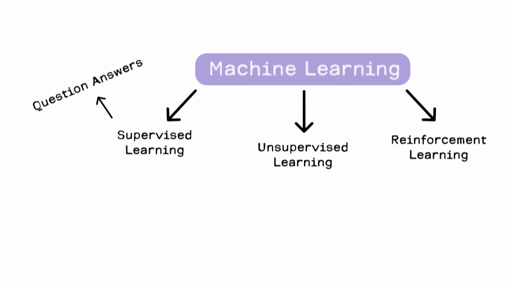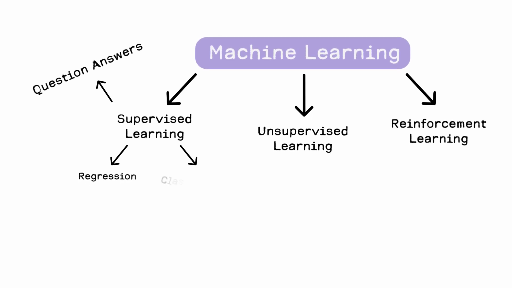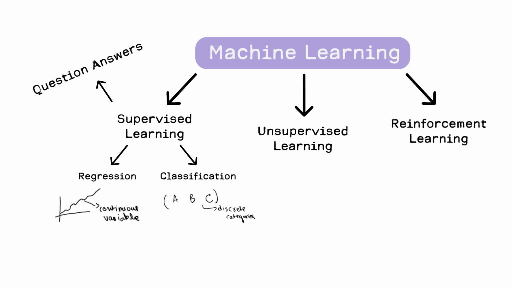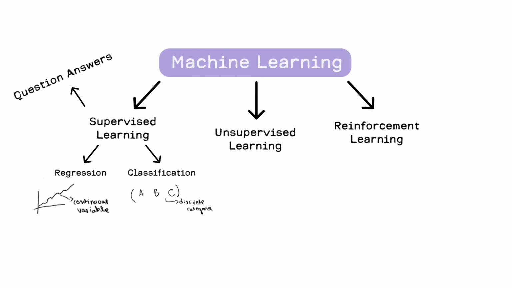Within supervised learning, there are two primary tasks: regression and classification. In regression, the model learns to predict a continuous output variable, such as house price. In classification, the goal is to categorize inputs into predefined classes. For instance, in image classification, the input is an image and the output is a label such as a cat or dog. Unsupervised learning, on the other hand, deals with unlabeled data. The goal is to find hidden patterns or structures within the data.